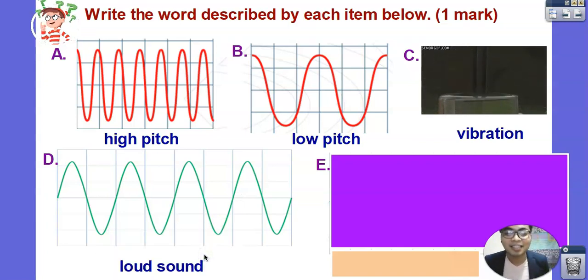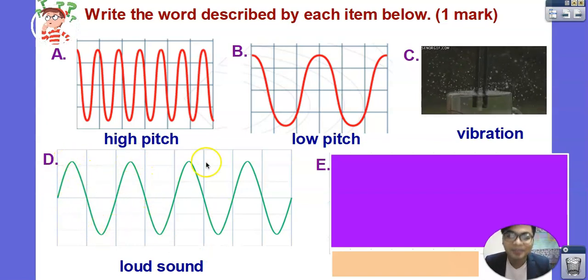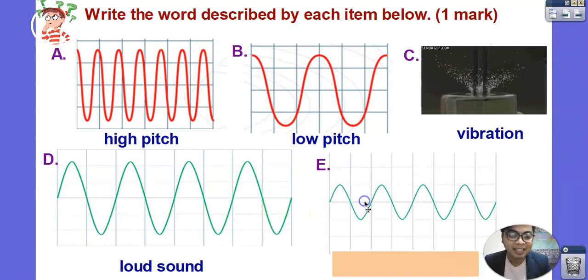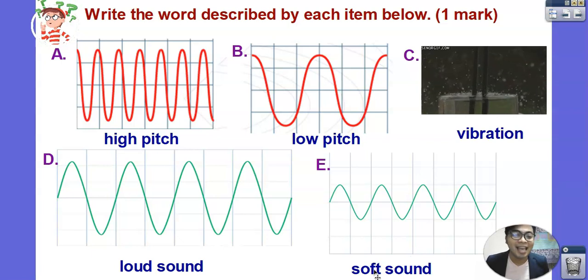Let's see your answer. It's the loud sound. Why is it a loud sound? Because this tends to have a higher amplitude. Thus, we have the loud sound. And let's take a look with letter E. If you look in letter E in comparison to letter D, this one has a lower amplitude compared to letter D. So definitely this one is a soft sound.